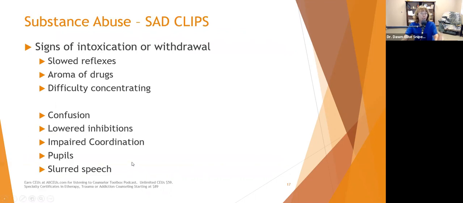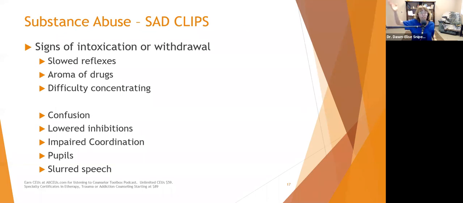I guess I lied. We're going to look at one more. Substance abuse. You want to look for signs of intoxication or withdrawal in your clients. Now, remember, intoxication and withdrawal are going to be different for different drugs. For stimulant intoxication, you're going to have somebody that's really revved up, and when they are in withdrawal, they're going to be really flat and depressed.